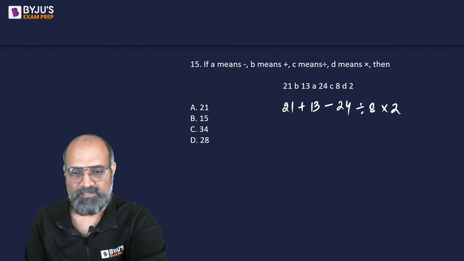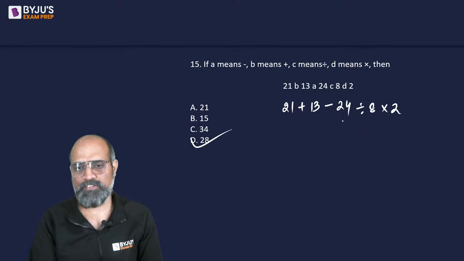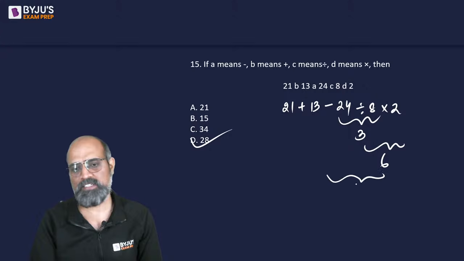What will this result in? Pretty simple. 24 divided by 8 will result in 3. 3 into 2 will result in 6. 13 minus 6 is going to be 7. 21 plus 7 is going to be 28.